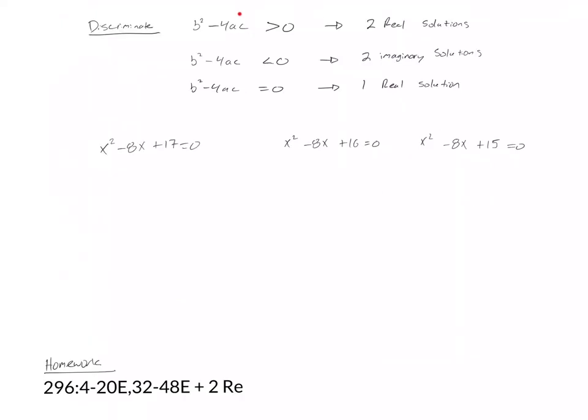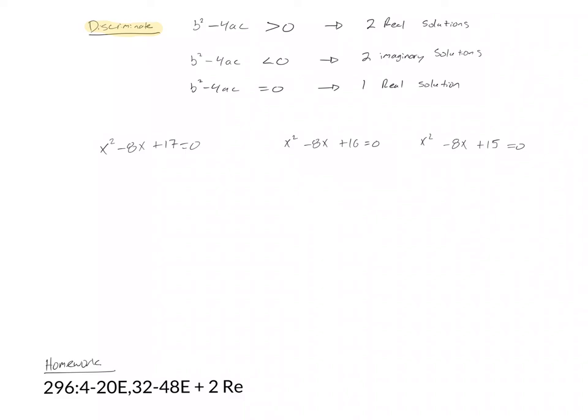That number under the square root, the b squared minus 4ac, is what we call the discriminant. Not discriminate, but discriminant. And this right here just summarizes what I just said. If that number comes to be a positive number, 2 real solutions. Negative number, 2 imaginary solutions. 0, 1 real solution. And so our instructions on this are simply find the discriminant and then state the number and type of solutions.